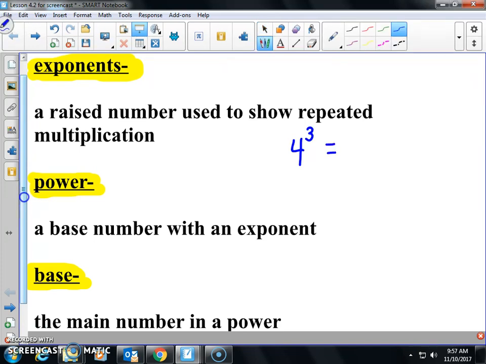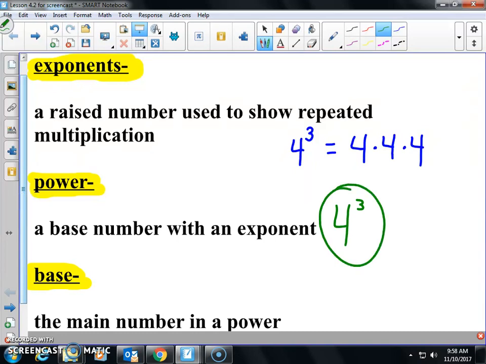So what it means is I'm going to have the base, and that's our next vocab word, the base 4 written down 3 times. So 4 to the third power means 4 times 4 times 4. And then we can simplify that and get a real answer. So power, our next vocabulary word, power is a base number with an exponent. So this whole thing, 4 to the third, 4 with an exponent 3, this whole thing is considered a power.